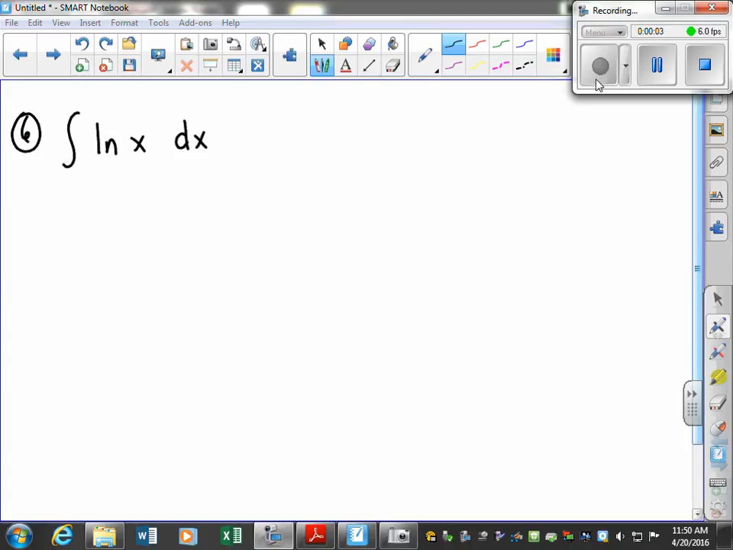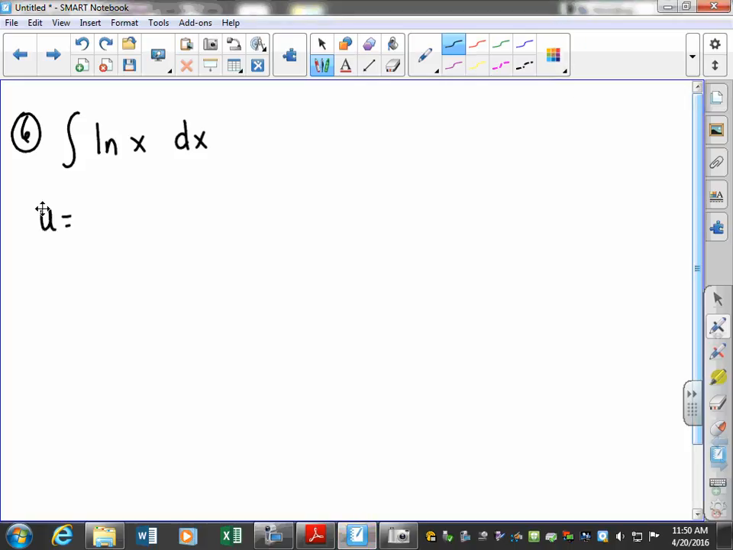Okay, this next example, we're going to work with this. Now, we're trying to choose u and dv. Usually we let our dv be the more complicated part, but if you recall back when we listed the u's to choose, we always choose, when there's a logarithmic function, that to be the u.